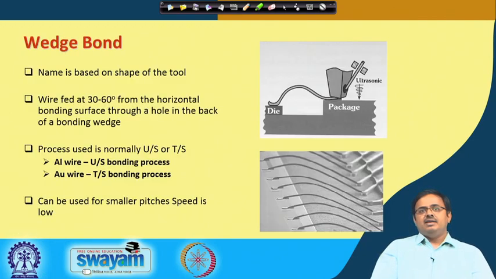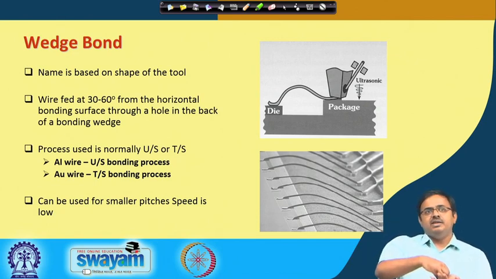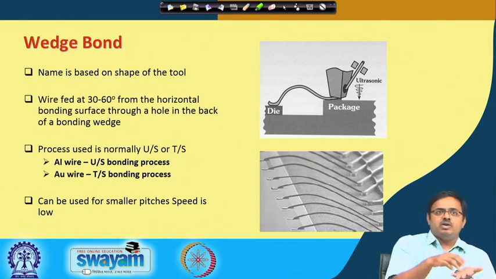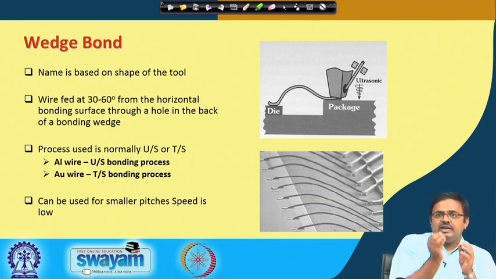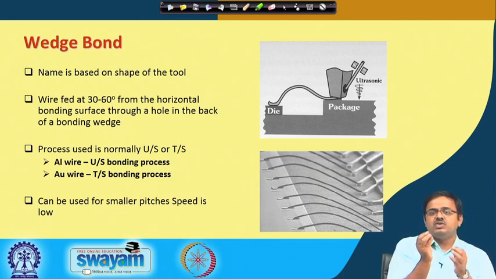Now, similarly, there is something called wedge bonding, which is called so because of the shape of the tool. Instead of a capillary, which when it rises and falls, because of surface tension forces, gives rise to the shape of a ball, not exactly spherical, but it is a ball at the connection point.